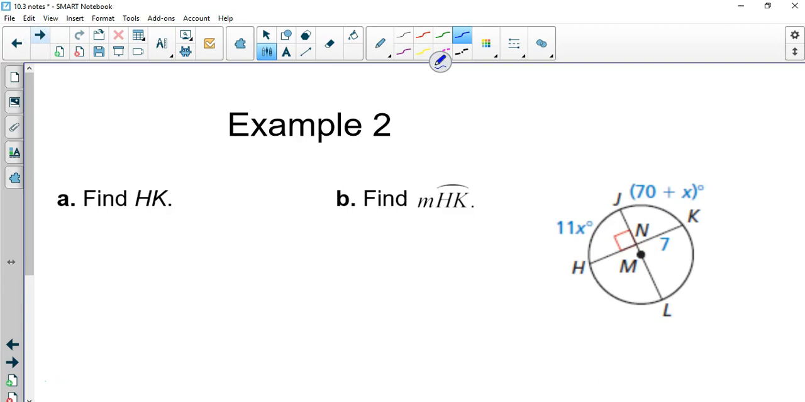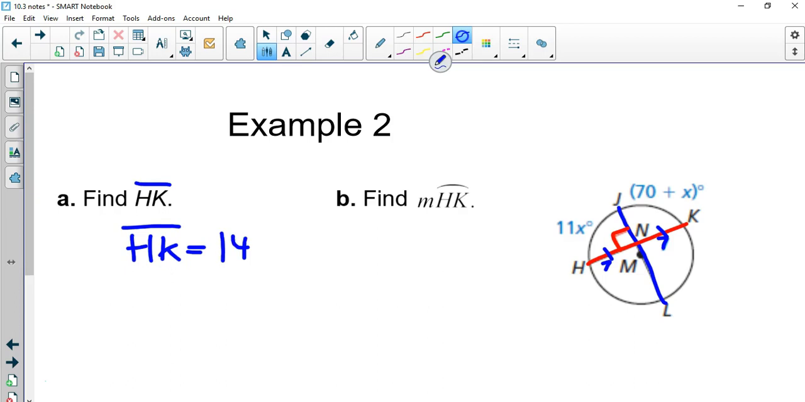Okay, find HK, which is a segment, and the measure of arc HK. So let's look at this. We have a diameter right here. We have a chord coming through at 90 degrees. That means this part and this part of the chord are equal. So since this piece over here is 7, that means HN is also 7, which means HK, the chord, is equal to 14.